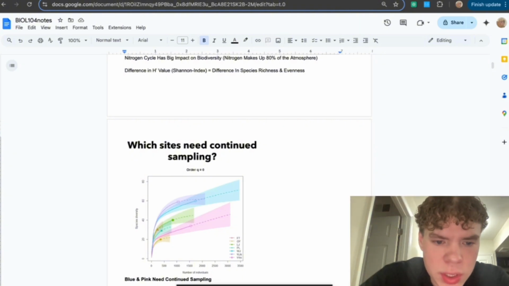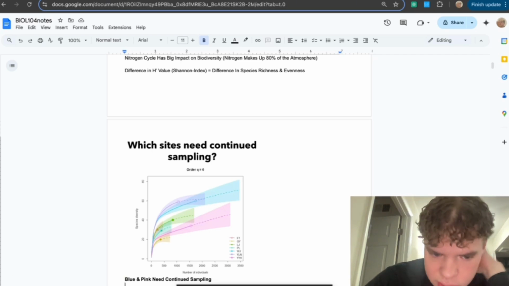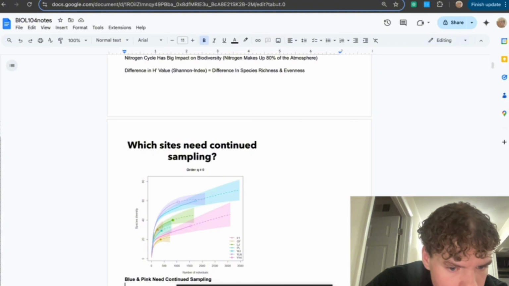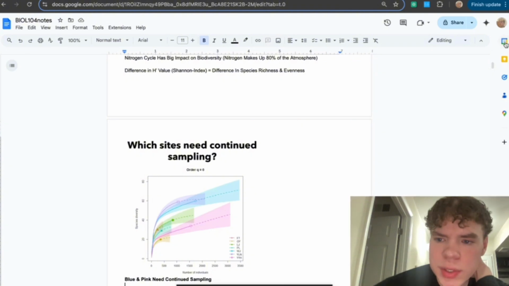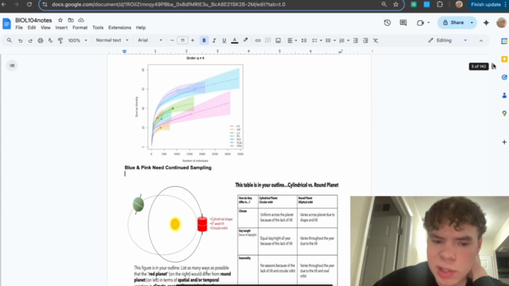But the question is, which sites need continued sampling? I think I put in here blue and pink, and blue and pink is the best possible option. Blue and pink would need continuing sampling because as you keep sampling, you're still finding more and more species. So you would have to keep looking until basically the line plateaus, which may take thousands of trials, but you never know.